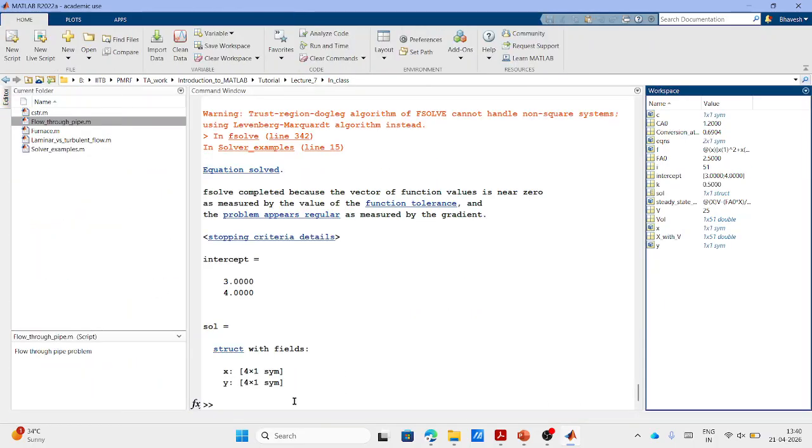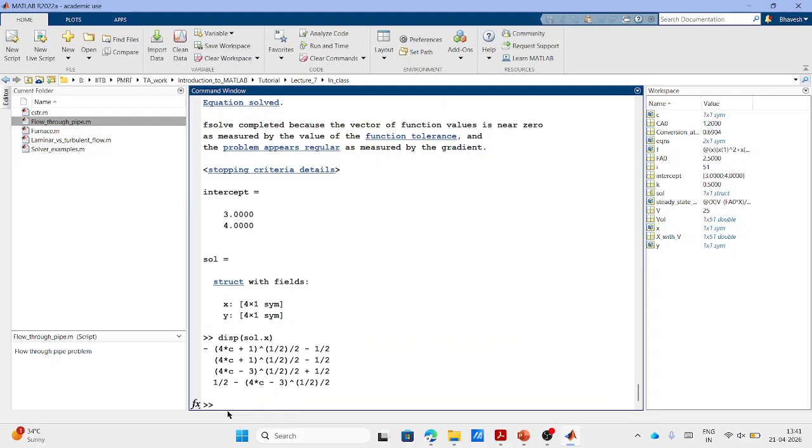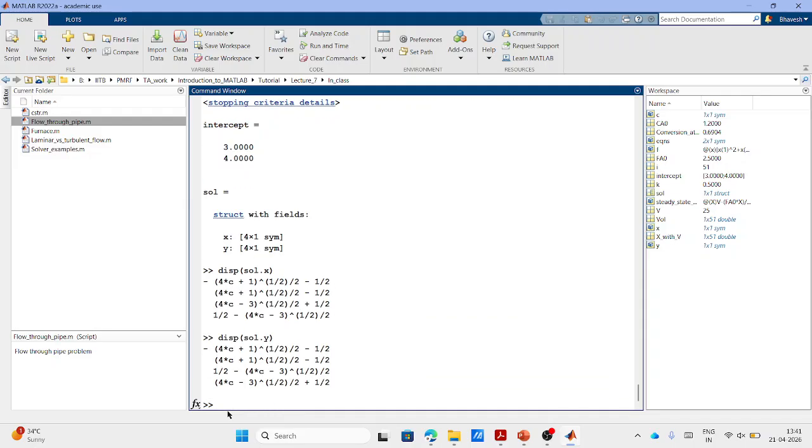So the solution is symbolic, so that's why I get the sol part. And if I do display sol, sol has two components, x and y. If I want to find the component x, I have to write display sol dot x. So I get this component. The y component is given as sol dot y, right? And here you can see they are written in terms of the constant c, right?